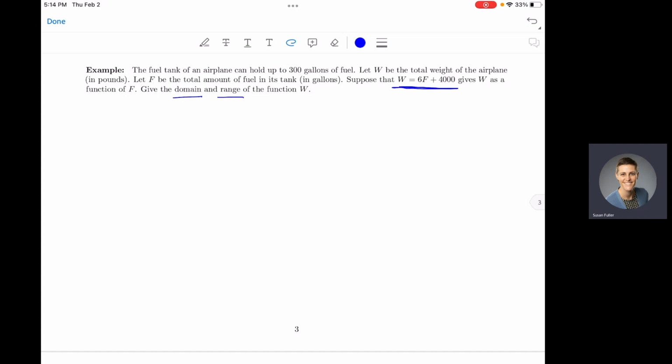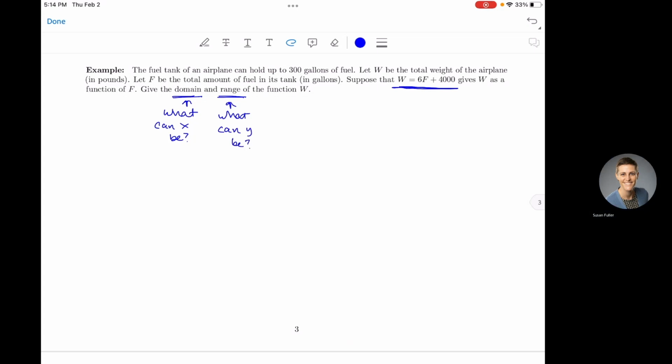Let's remember what domain and range mean. So domain answers the question, what can X be? And the range answers the question, what can Y be? Now, the thing is, in the formula we don't have X and Y. We've got W and F. And so we need to figure out which one is X and which one is Y.